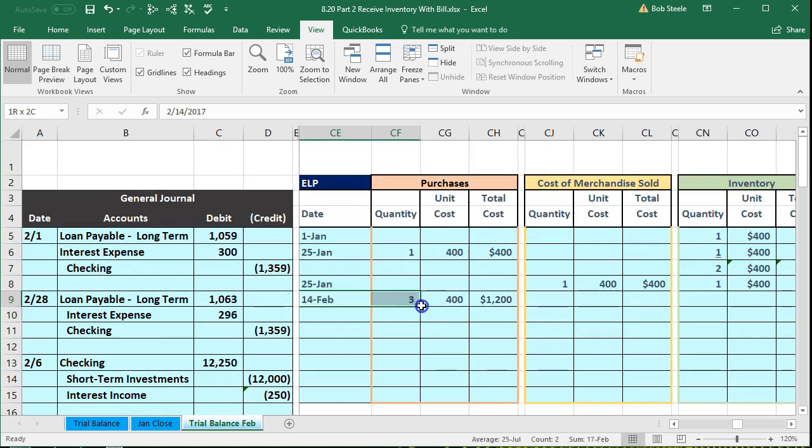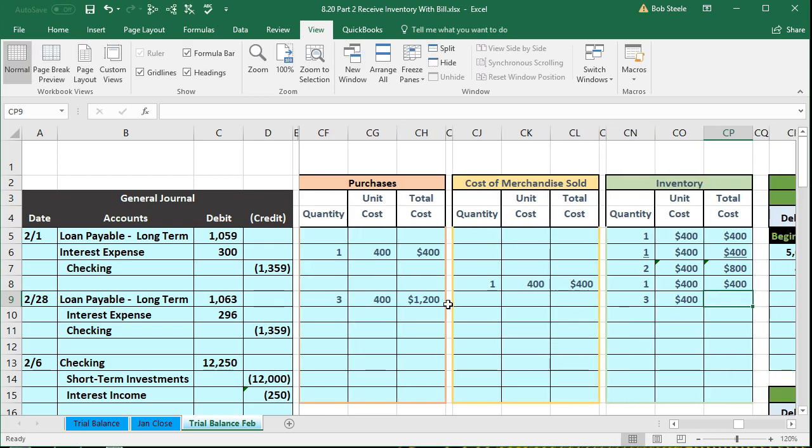We also want to put that in ending inventory. That should be part of our ending inventory over here. So I'm just going to put the same information. I'm in CN9, and I'm just going to say this pulls over. I'm just going to say that equals the same 3. And then next to it, I'm going to say that equals the same 400. And then we're going to multiply that out. This equals the 3 times the 400 and enter.